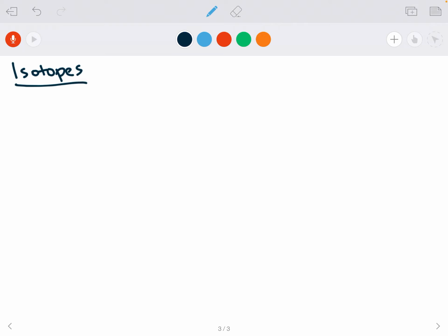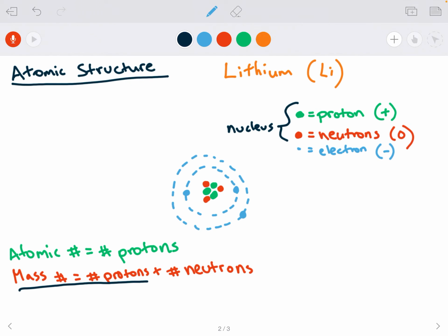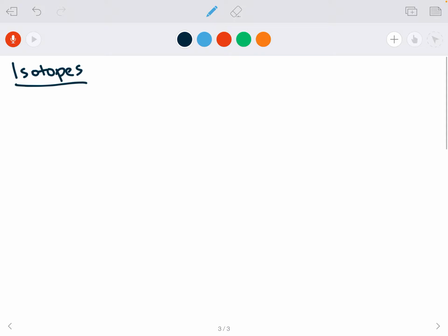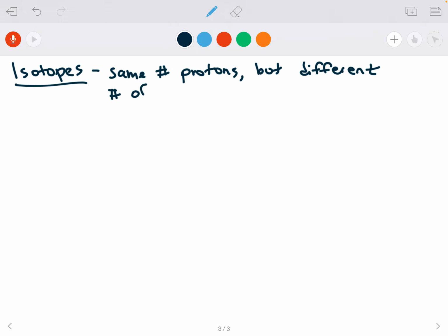Isotopes. So down here, mass number is the number of protons plus the number of neutrons. If you change the number of protons, you change the element. But that's not the case for neutrons. And here's an example. There are 3 isotopes of carbon that are found naturally. What isotopes mean is the same number of protons, but a different number of neutrons.